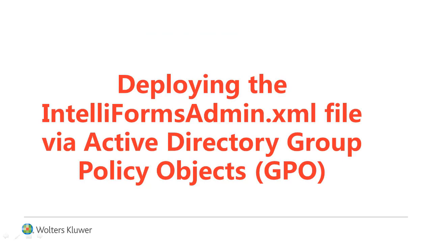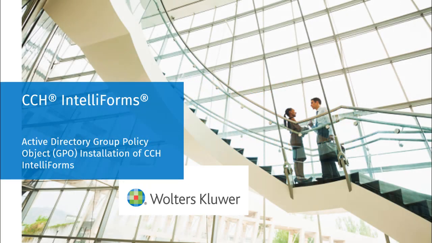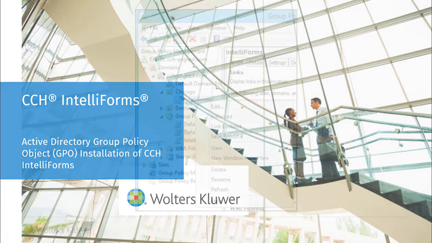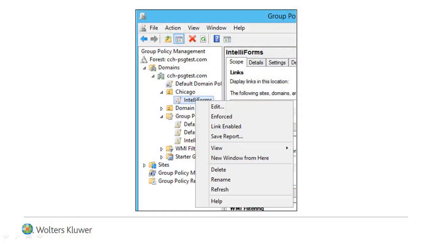Next, we'll look at deploying the IntelliFormsAdmin.xml file to computers via Active Directory Group Policy Objects, or GPO, which can be done on its own or as part of a new CCH IntelliForms GPO installation. The screenshots that follow show an abbreviated version of setting up the GPO. However, if you wish to install CCH IntelliForms or to deploy the IntelliFormsAdmin.xml file using GPO, it is recommended that you view the videos shown on your screen, which outline the entire process. In the Group Policy Management console, choose to edit your CCH IntelliForms GPO.